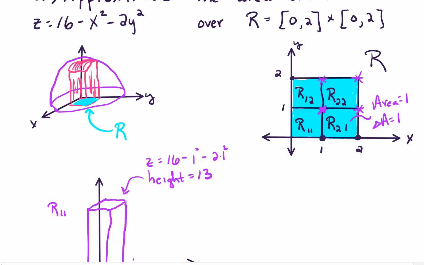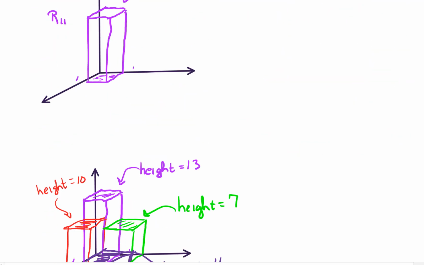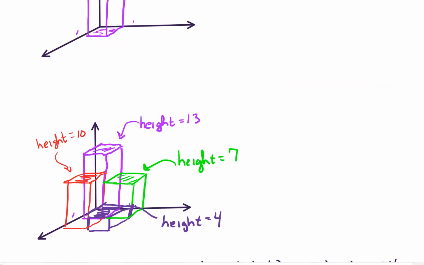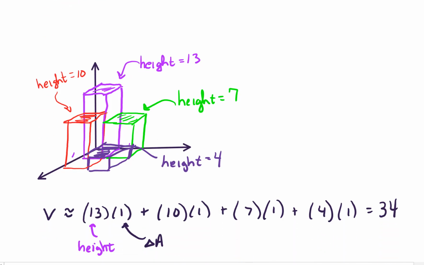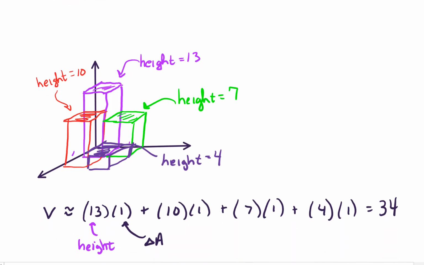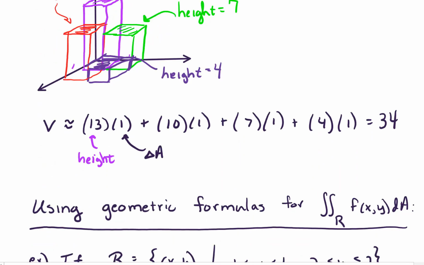Okay, now we've got 3 more rectangular prisms to draw, and again I'm going to choose the evaluation point to be the upper right hand corner of each of those patches. When we do that, we get rectangular prisms with height 13, the first one we did, and then a height 10, another height 7, and a height 4. So to approximate the volume, we do height times delta A: 13 times 1 plus 10 times 1 plus 7 times 1 plus 4 times 1, and that equals 34.